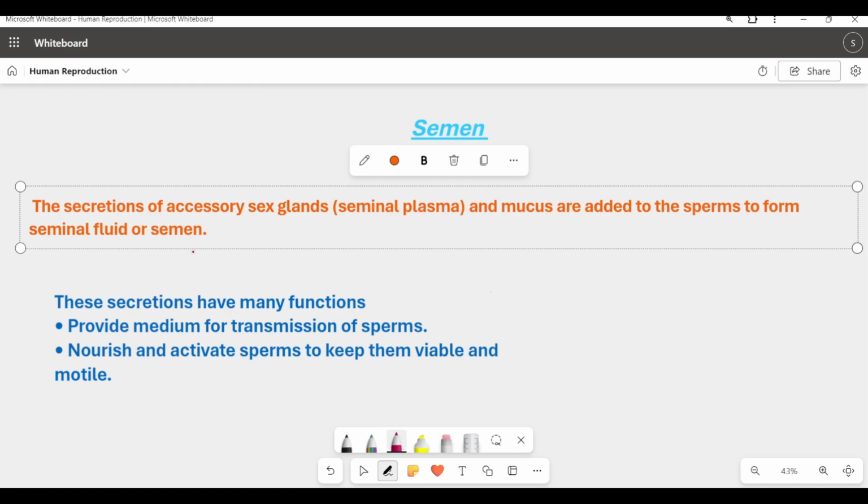Semen is actually a white fluid. It provides the medium for the transmission of the sperms, and helps the sperms move right from the testis, enter inside the body, and come out through the external genitalia. Also, it nourishes and activates the sperm and keeps them viable and motile. One of the major components of semen is zinc. When zinc is below a certain level, it has been associated with infertility. So the presence of zinc in semen has something to do with the viability and motility of the sperms.